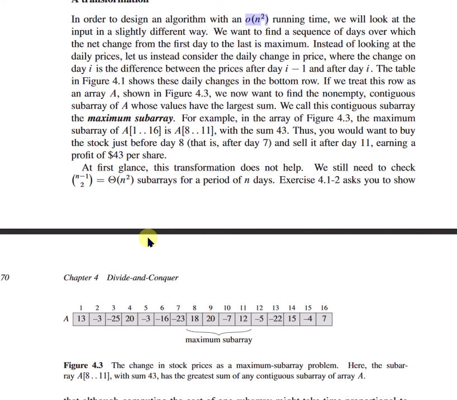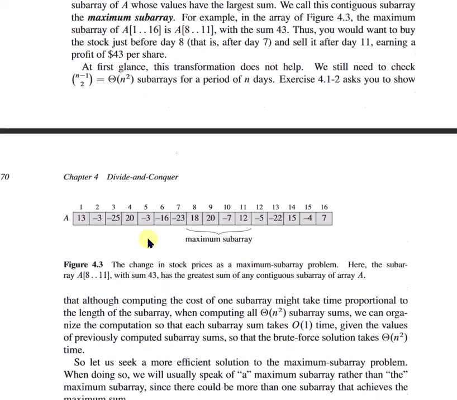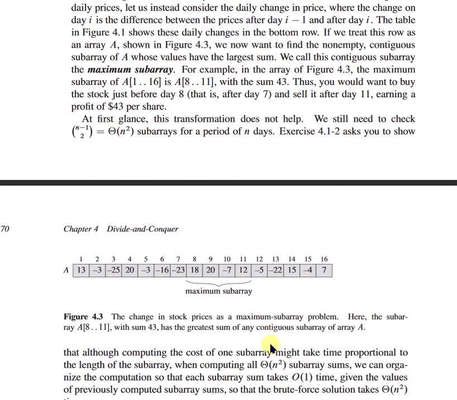the subarray sums for a period of n days. I'm not understanding the logic. The change in stock prices as a maximum subarray problem here. The subarray with sum 43 has the greatest sum of any contiguous subarray.